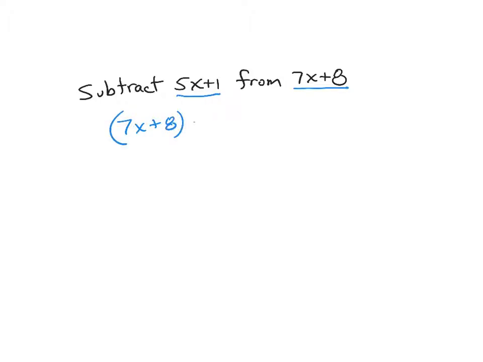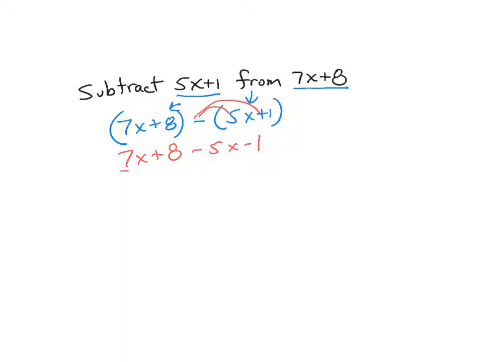7x plus 8 minus 5x plus 1, with both of these being in parentheses. It said to subtract this from the 7x plus 8, so it needs to be written in that way. Now I'm going to get rid of the parentheses. So I'm going to rewrite what I have, 7x plus 8. I need to subtract 5x. I also need to subtract 1.